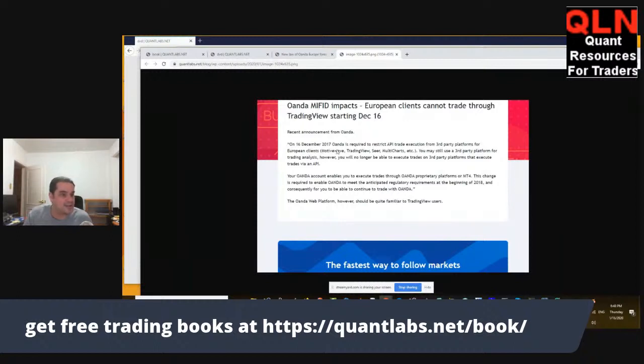And if you read this really good, it is unfortunate. On December 16th, Oanda is required to restrict API trade execution from third-party platforms for Euro clients: MotiveWave, TradingView, MultiCharts, and so on. You may still use a third-party platform for trading analysis. However, you will no longer be able to execute trades on third-party platforms that execute trades via an API. Let that sink in, folks. So you're only able to use Oanda proprietary platforms, probably like FX Trade or MT4.